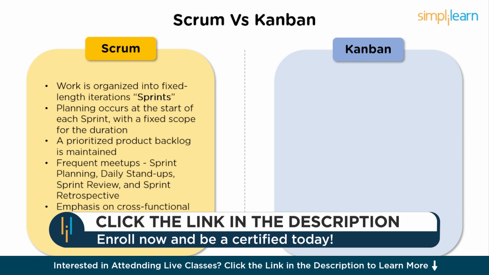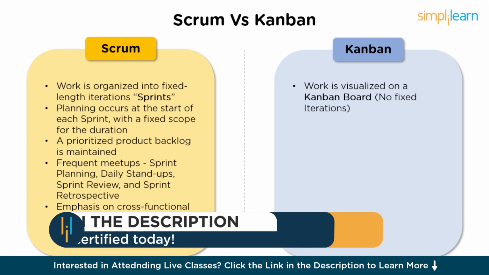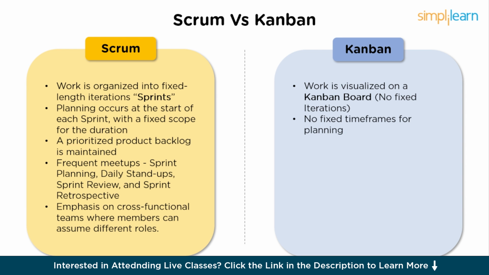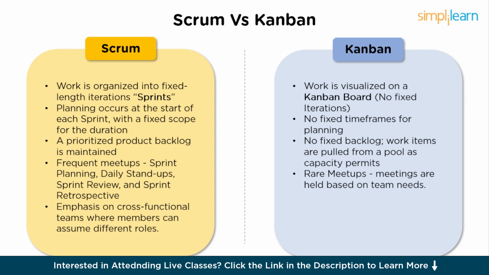Moving to Kanban, work is visualized on a Kanban board, progressing continuously without fixed iteration. No fixed time frames for planning. Work is pulled as capacity allows. There are no fixed backlogs. Work items are pulled from a pool as capacity permits. No prescribed ceremonies. Meetings are held based on team's needs. Roles are more flexible, allowing team to specialize in specific areas.